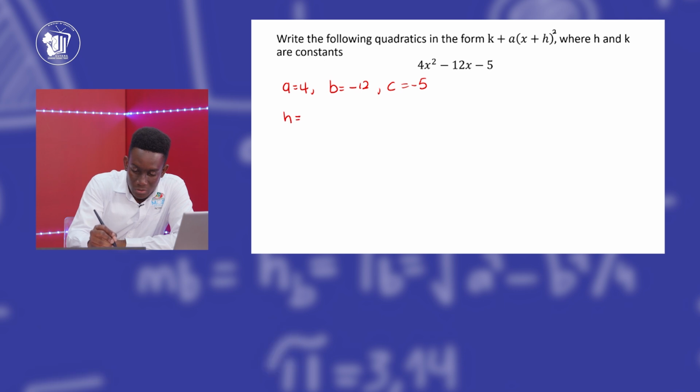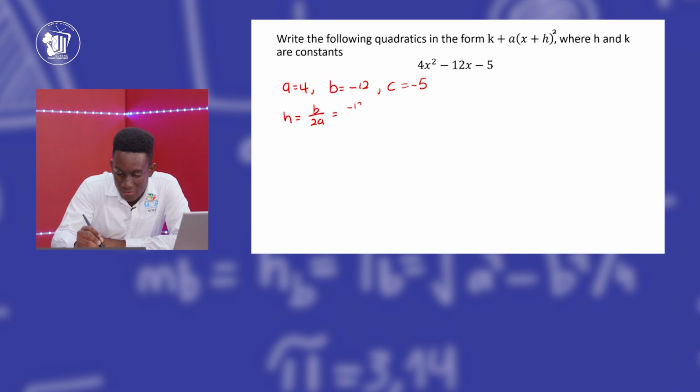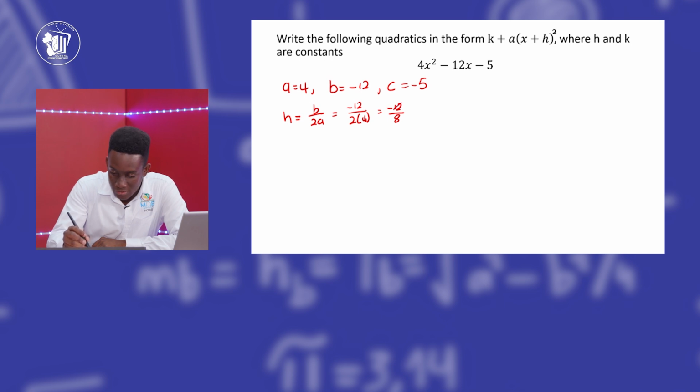So h would be equal to negative b over 2a. Hence h would be equal to negative b, which is negative 12, all divided by 2 times a, which is 4. So this would be negative 12, all divided by 8. So 4 into 12 would be 3, 8 divided by 4 would be 2. So this answer is negative 3 over 2, and that is our value for h.